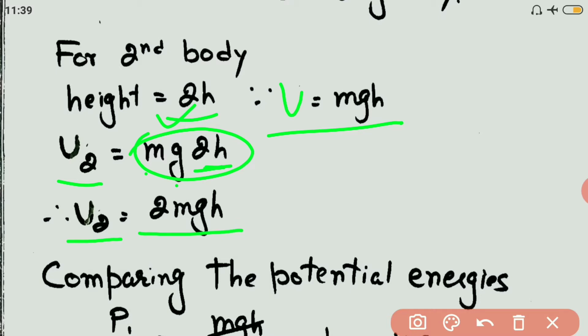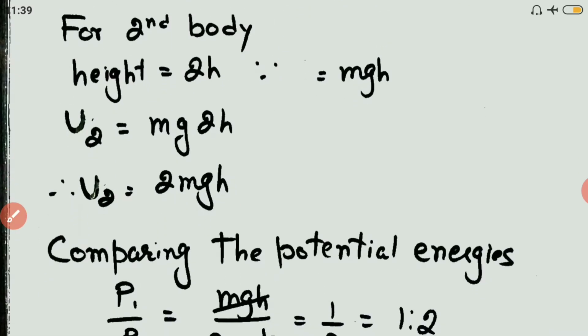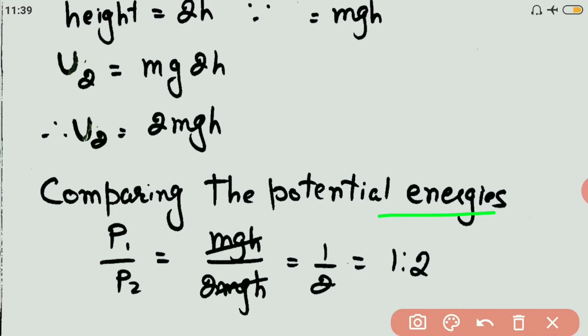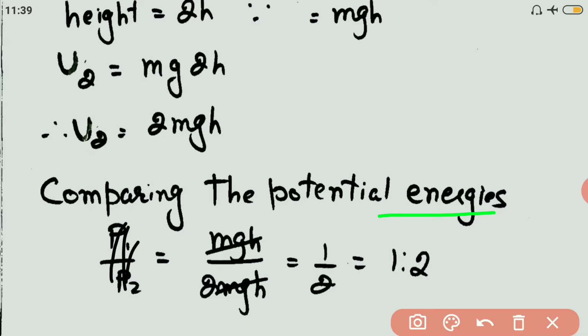Now we have the values of u1, which is the first potential energy, and the value of u2, which is the second potential energy. Now we are supposed to compare them. Let us try to compare them. Now comparing the potential energies, by mistake I have written here P1 upon P2. Okay, it should be u1, that is the first potential energy, upon u2, which is the second potential energy. The value of u1 was m into g into h, which I have written here. The value of u2 is 2m into g into h.